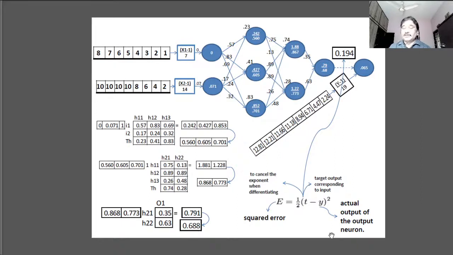Later on, you will be required to differentiate the error with respect to y or something else. When I differentiate, this 2 will come and multiply with this 1 by 2, and they will cancel each other, giving you a simple output. That's why 1 by 2 is planned, just to cancel the exponent when differentiating. This was all the feed forward process.